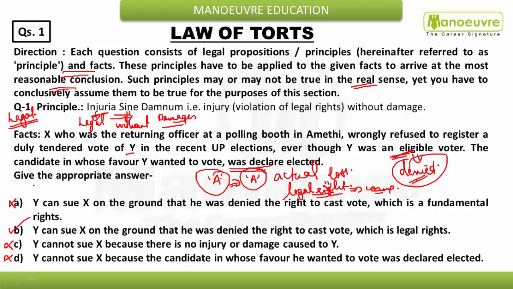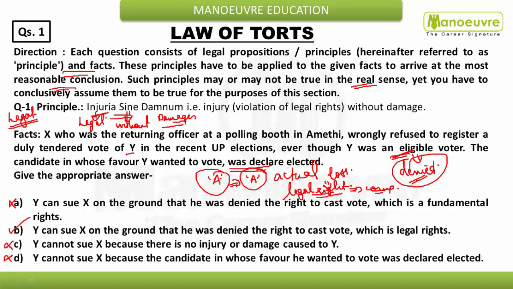In this case, the maxim is injuria sine damnum, which means if there's an injury to your legal right, you are allowed to claim compensation. So over here, Y can sue X on the grounds of the legal rights, not on the grounds of the fundamental rights. There is another maxim, that is damnum sine injuria, that is also very important. Please go through that also.